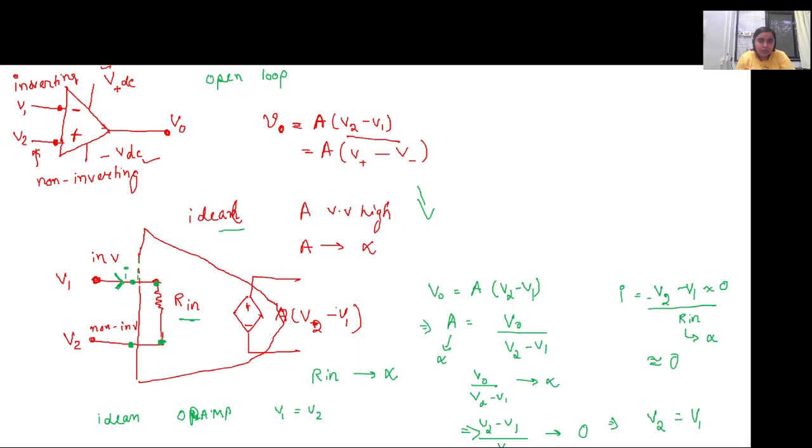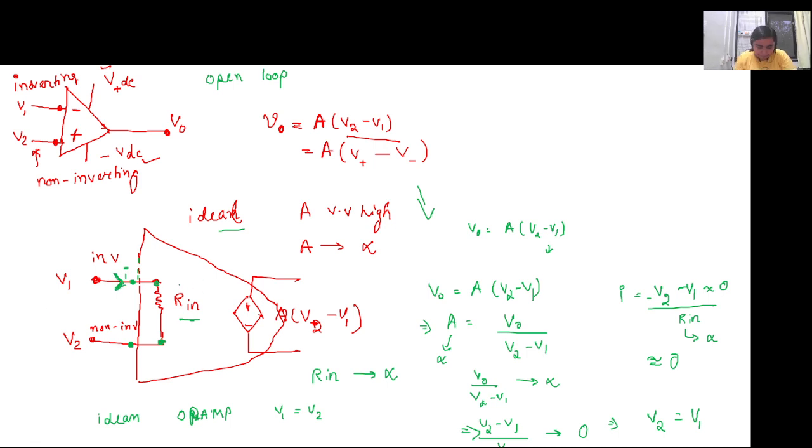So right now, whatever the output voltage will be, it will be gain times V2 minus V1. This won't be exactly equal to 0; V2 minus V1 will be almost similar value. But for an ideal op-amp, for our convenience, we will consider V1 equal to V2 and there is no current getting drawn into the circuit.